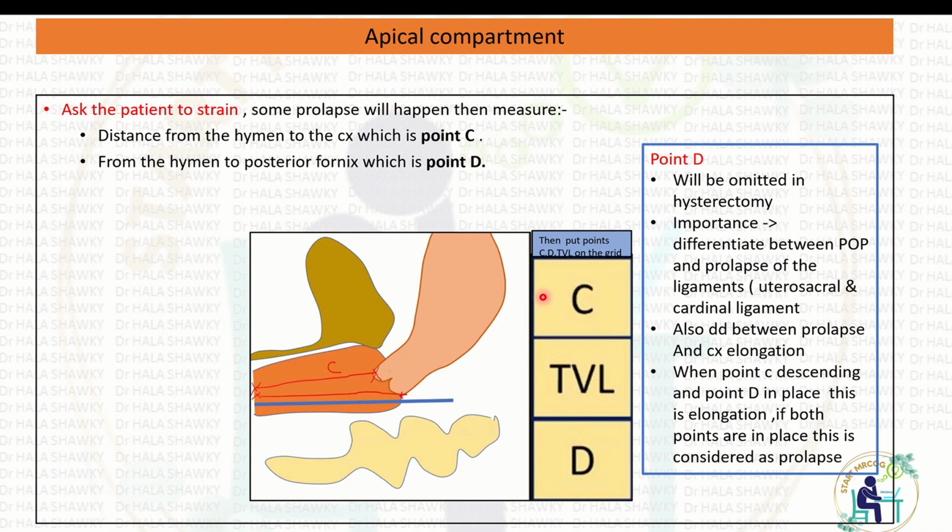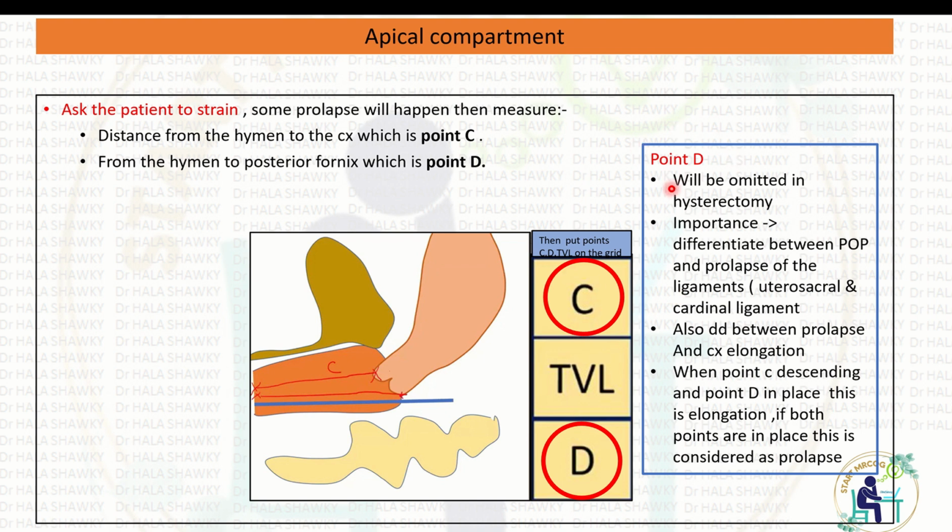Measure both point C and D. Point C will be from the hymen to the distal point of the cervix, point D from the hymen to the posterior fornix or the pouch of Douglas, and then we will put both point D and point C on the corresponding parts of the grid.